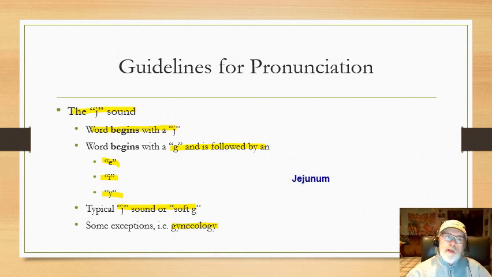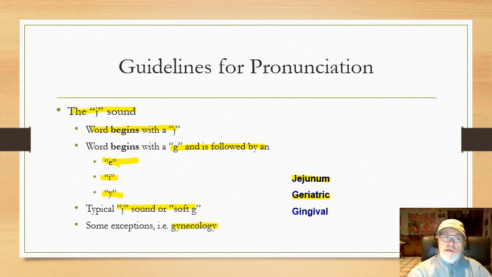Now here's a word that begins with a J, and it's followed by an E, and that would be pronounced jejunum. Jejunum. The jejunum is actually the second portion of the small intestine. It's a pretty good long piece, but it's the second portion of the small intestine. A J followed by an E, which basically is jejunum. Geriatric. Here's a G followed by an E. Geriatric. Everybody can figure that one out.